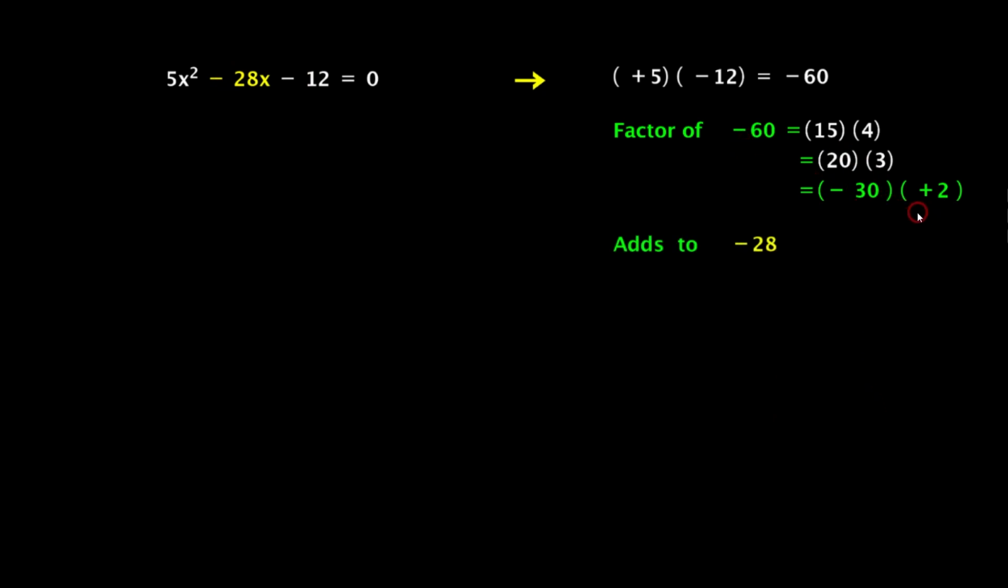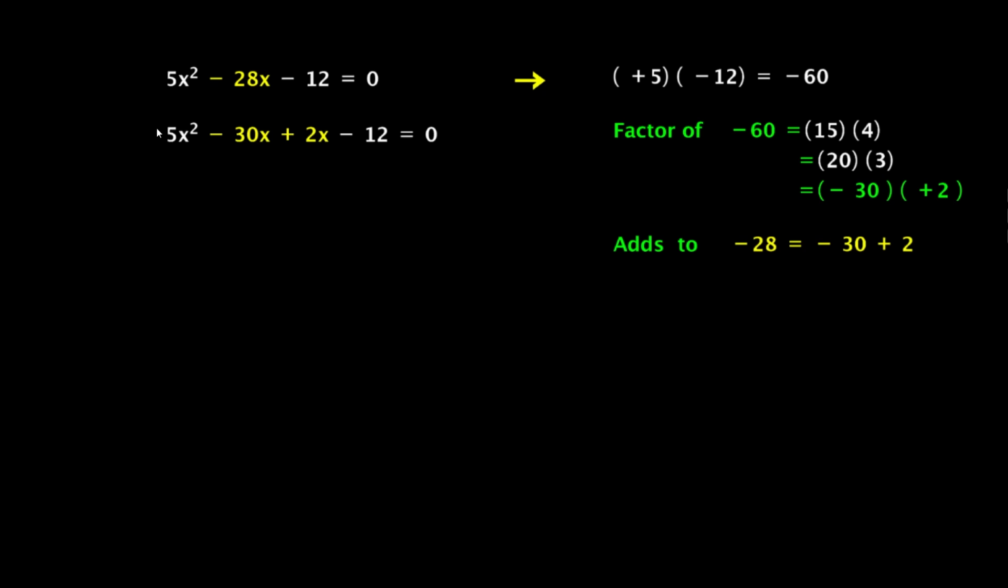So the negative 60 is factored, and we add the negative 30 with the positive 2, we get the negative 28, but we have to rewrite it. The 28x has to be written as a negative 30x and a positive 2x. That is exactly equal to negative 28x. The 3 terms, we are making it 4 terms. The negative 12 is copy and paste, equals 0.